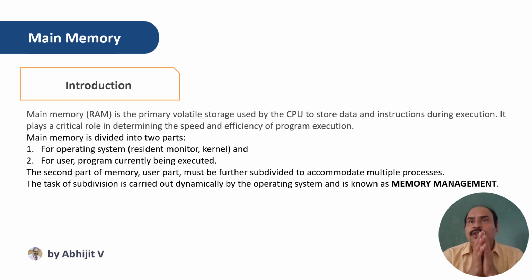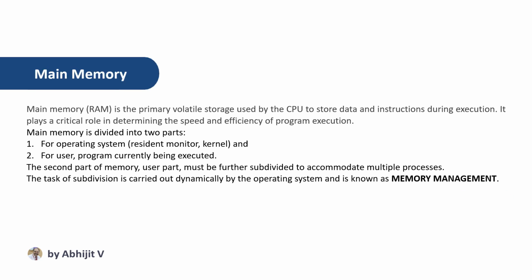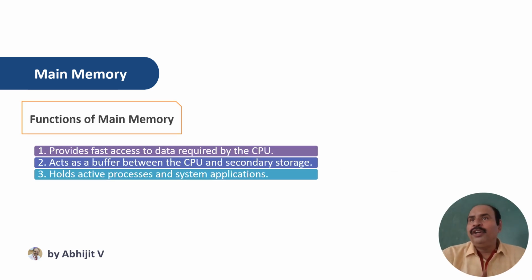So main memory is divided into two parts, one for the operating system and the other one for the user applications. So now you have understood what is main memory and how data is being stored inside your computers. Now what are the main functions of main memory?